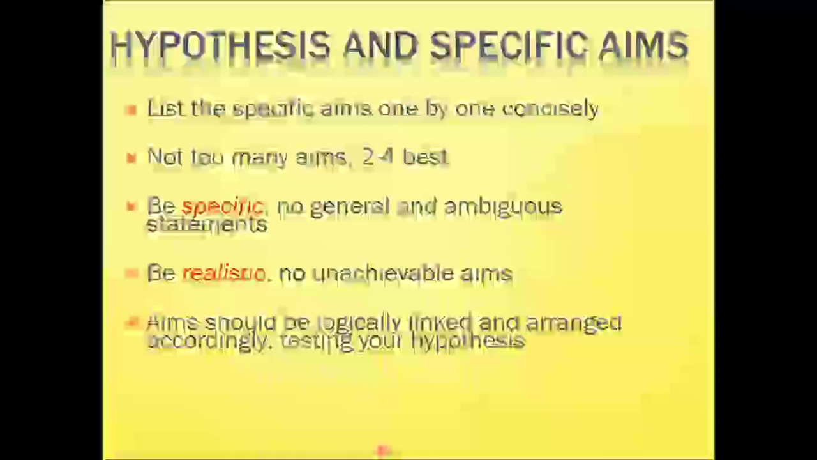Hypothesis is, whenever we start a study, we have some background knowledge in our mind, and based upon that background knowledge, we tend to generate a hypothesis. So we tend to list the specific aims one by one, and there should not be too many aims. Only 2 to 4 are best. We should be very specific, no general or ambiguous statements. We should be realistic, no unachievable aims. And these aims should be logically linked and arranged accordingly.